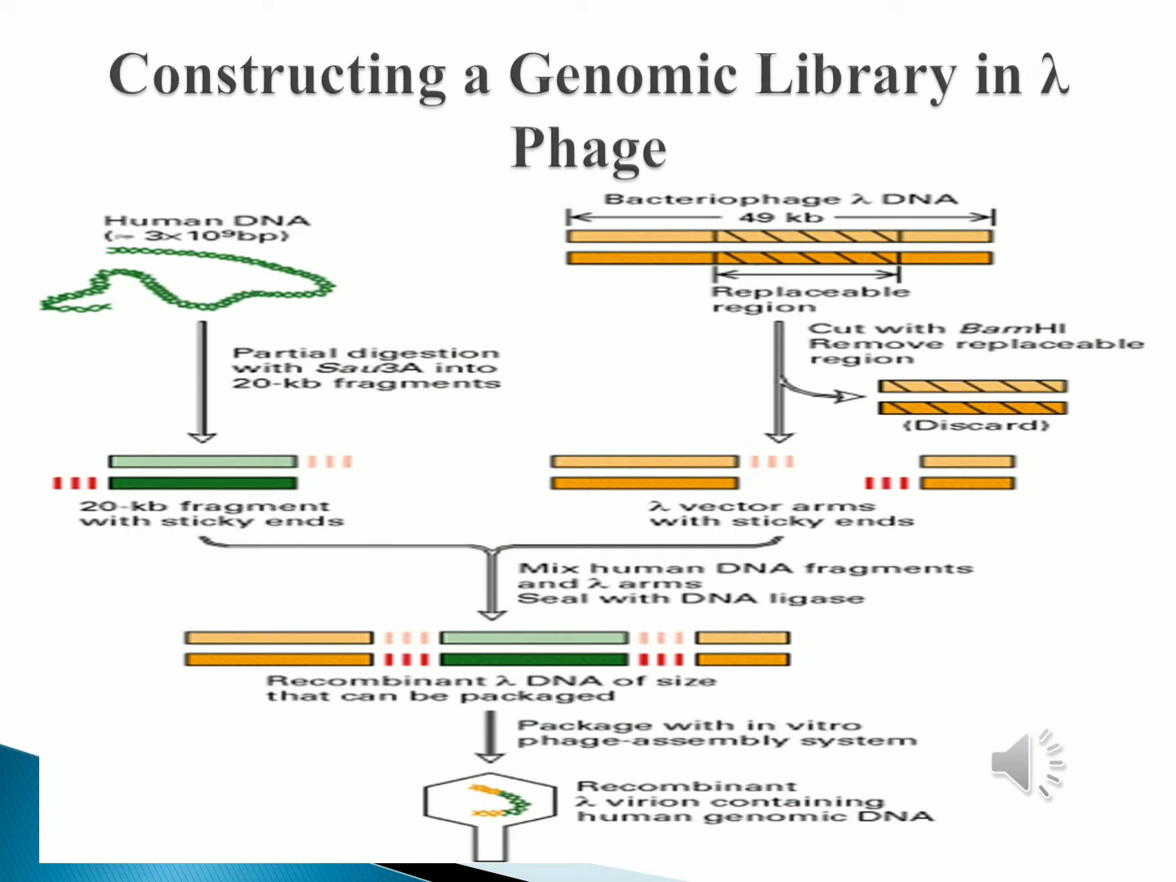A particular 20 kilobase pair region of the human genome would occur approximately 1 in every 1.5 × 10⁵ recombinant lambda variants. However, about 10⁶ recombinant phages are required to give the fragments encompassing the human genome a 90 to 95% chance of being included in the library.